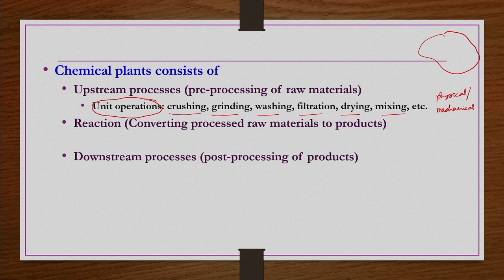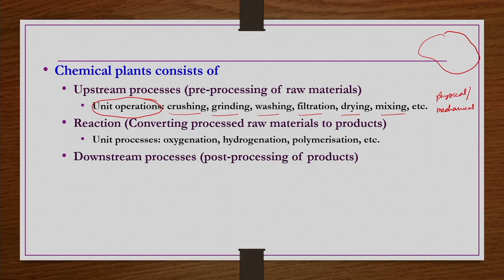Now, given a natural resource, you have crushed it, size reduced it, purified it, washed it and dried it, everything you have done. Then now you have a processed raw material, after completing the upstream processes, right? Then this processed raw material you have to feed to the reactor.